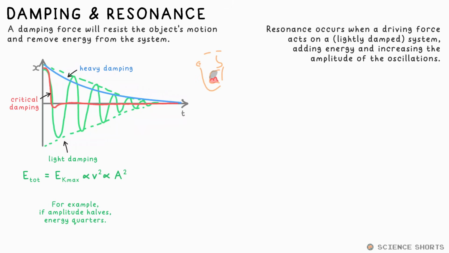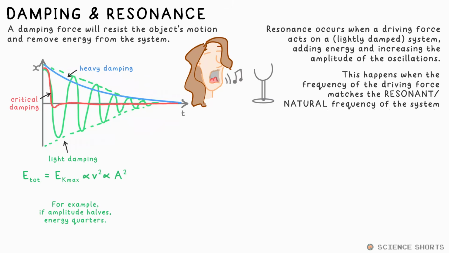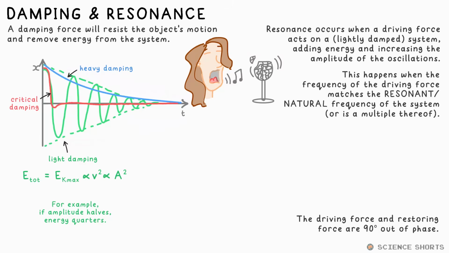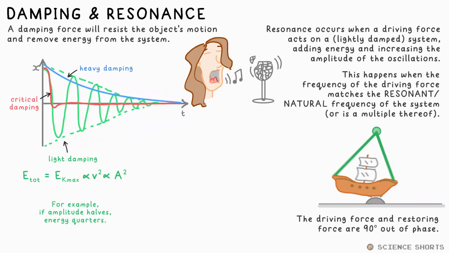Resonance is the opposite. It is when an external force is driving the oscillations, increasing the amplitude, adding energy into the system. But we do have to add the caveat that this only happens when a system is lightly damped. Maximum resonance occurs when the frequency of the driving force, the driving oscillations, matches that of the natural or resonant frequency of the system. That's the frequency it would oscillate at without the driving force. The driving force frequency can also be a multiple of the natural frequency, and you'll still get substantial resonance. The driving force and the restoring force are 90 degrees out of phase with each other, which means the driving force pushes most when the object is at equilibrium, much like the wheel under a swinging pirate ship ride, pushing it higher and higher every swing.